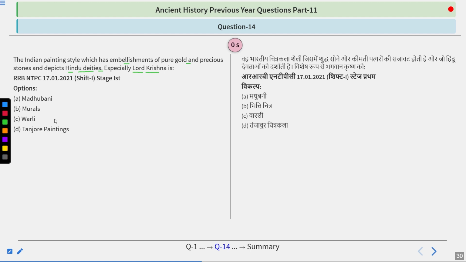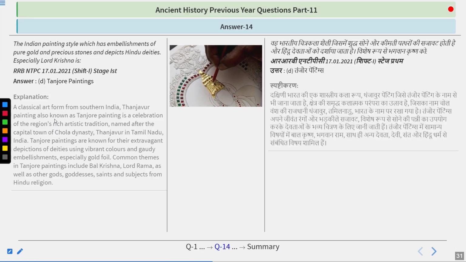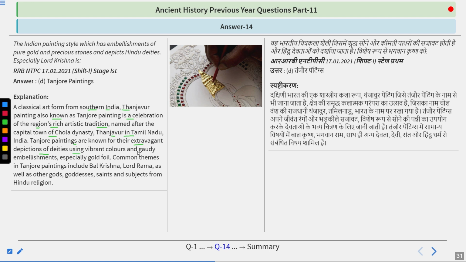And I hope the answer you are giving would be right. So the answer of this question is Tanjore painting. A classical art form from southern India, Tanjore painting is a celebration of the region's rich artistic tradition. Named after Tanjore in Tamil Nadu, the capital town of the Chola dynasty, Tanjore paintings are known for their extravagant depictions of deities using vibrant colors and gaudy embellishments, especially gold foil.